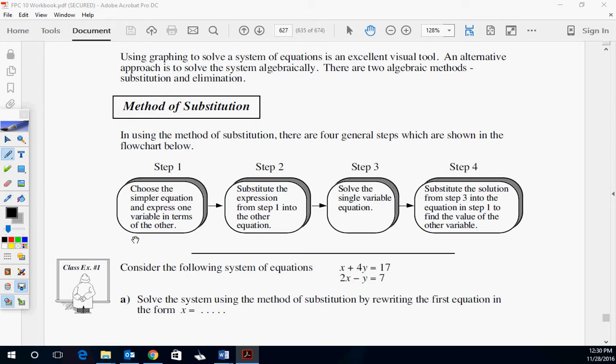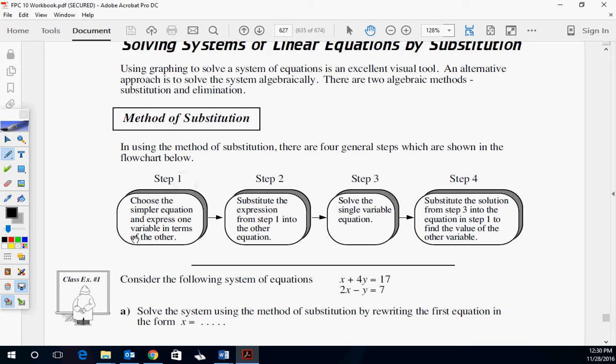And this is a flow chart here. I point this out because this book does a good job of putting things in steps. If you're a steps person, it helps with that. It tells you: choose a simpler equation and express one variable in terms of the other. In the one that I gave you, it already had y equals x plus 2. That's one variable in terms of the other. The y is by itself. So you want one variable by itself. That's step 1.